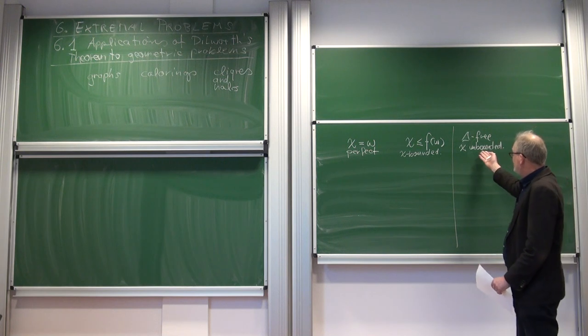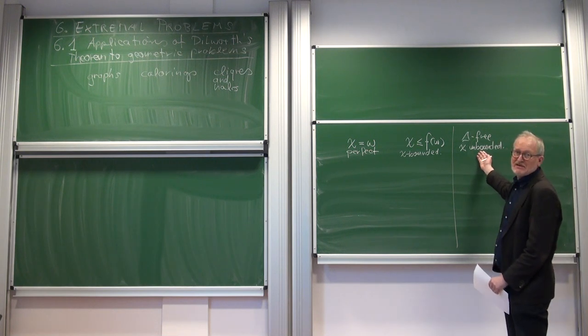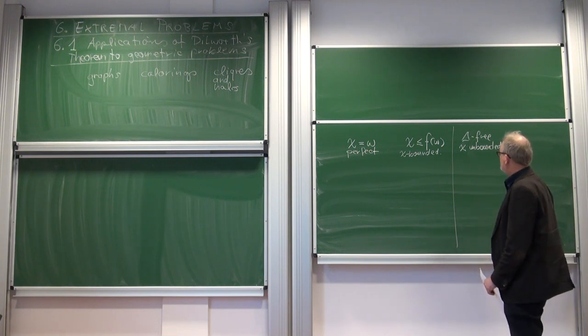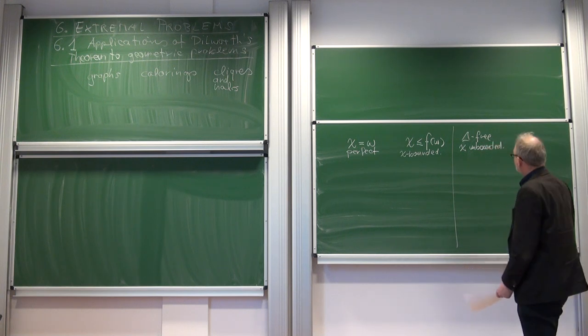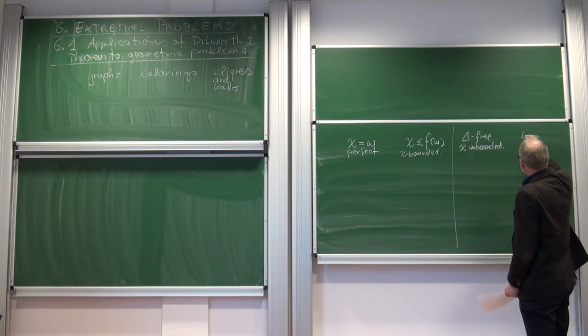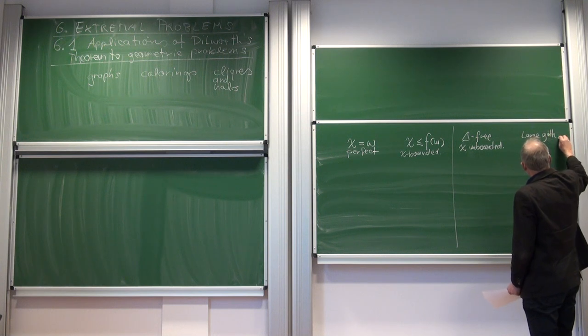We have seen, for example, that shift graphs are in this class. But it can be even worse. We know that there exist graphs with large girths and chi unbounded.